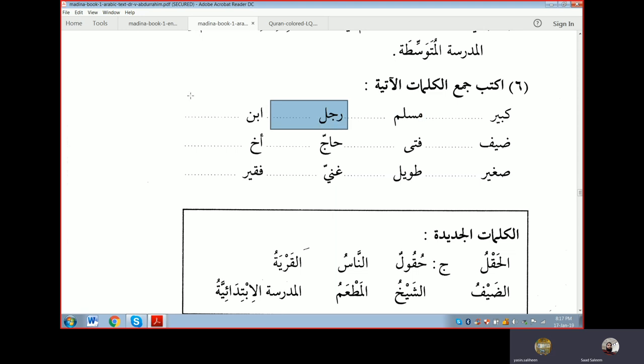Rijalun, correct. Ibnun, abna'u. Daifun. Daif means one guest, and the plural is duyuf, more than one guest.